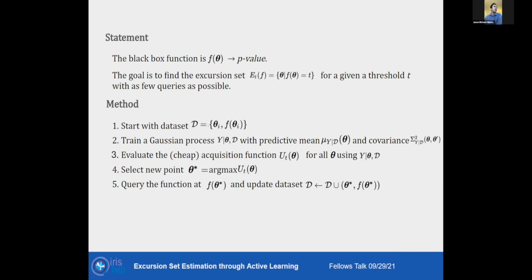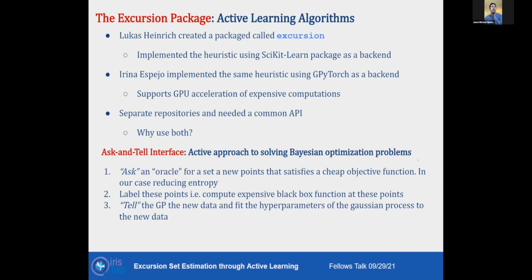Some pseudocode to generally describe this algorithm: we're given a black box function. We want to find a p-value. That's our excursion set. We want to find a threshold where t equals 0.05, for instance. And we want to do this with as few queries as possible to our expensive black box function. So we start off with some data set. We train our Gaussian process on that data set, and then find a predictive mean for our excursion set and the covariance matrix. We evaluate our acquisition function and find the next best point in our parameter space to update our data set with. We then have a new mean and a new covariance matrix, and we've reduced uncertainty in the overall excursion set that we're looking to find. We have a better idea that this is the right excursion set.